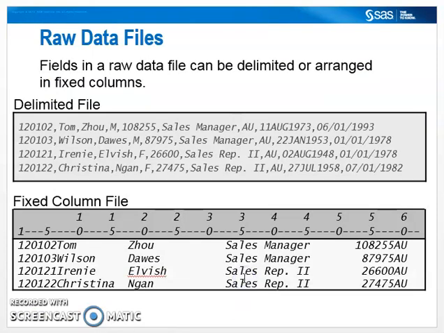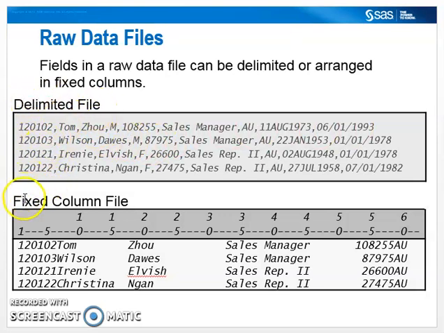Then, the fields in a raw data file can be delimited or arranged in fixed columns. If you see here, this is the delimited file. From one variable to another variable, it's separated by a comma. This is an example of comma separated values.